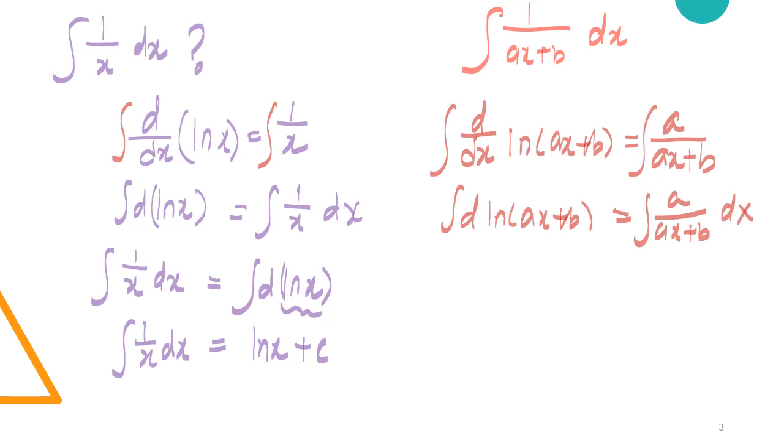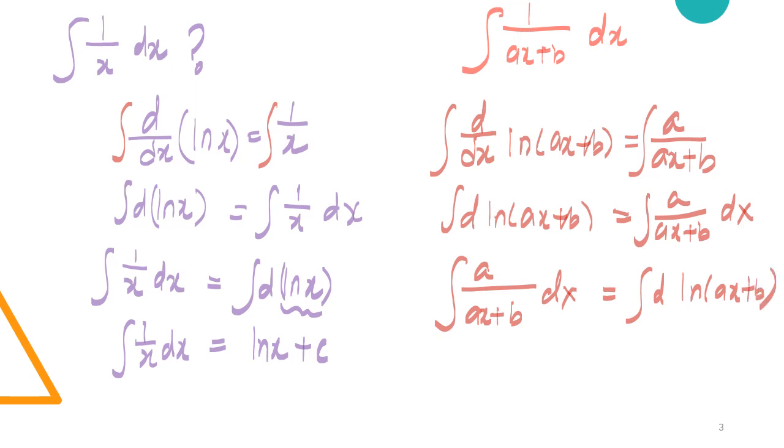Similarly, we're going to shift the position. Whatever is on the right, put it on the left. Whatever is on the left, put it on the right. Integration and differentiation are reverse of each other, so they cancel off. So what you end up with is just ln of (ax plus b).